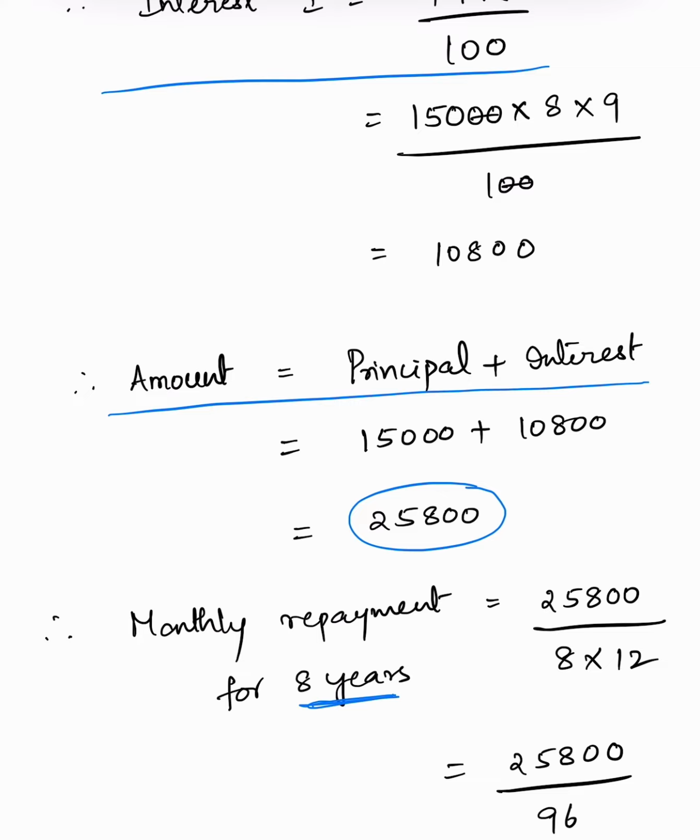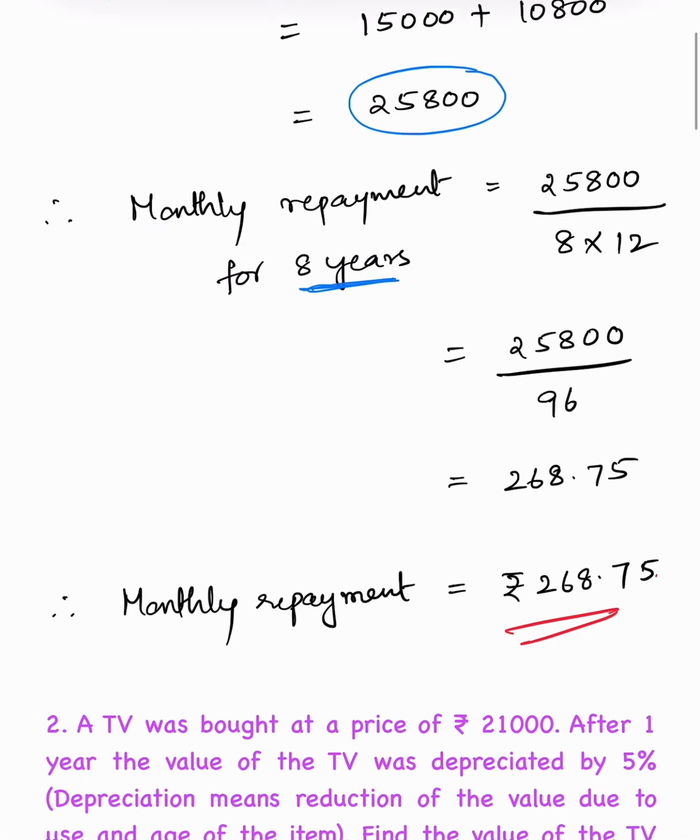So 25,800 by 8 into 12, that is equal to 25,800 by 96, which is equal to 268.75. This is the monthly repayment for 8 years, so that the amount can be repaid. So the monthly repayment is rupees 268.75.